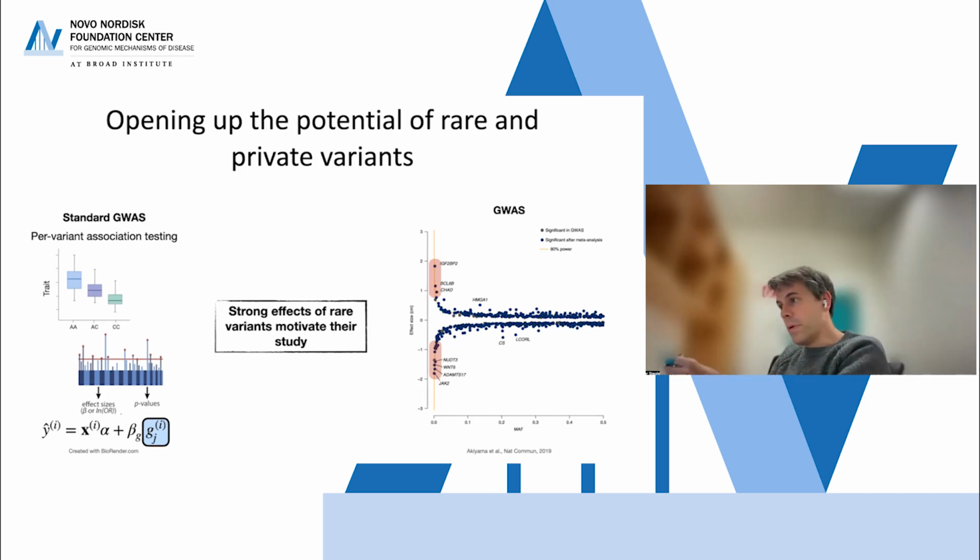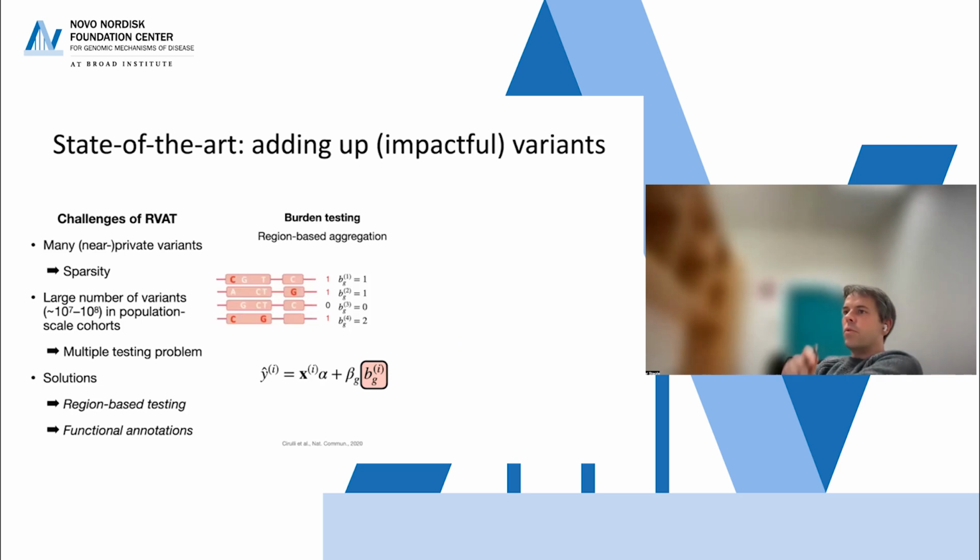Now, the problem is, rare variants are a difficult task. These variants are sparse. There are few by definition. The genome is a big place. For common variants, for rare variants it becomes even larger. And the solutions are twofold. The first is that we typically do region-based testing. So we take not variants one at a time, but rather, for example, look at the load of carrying a particular number of impactful variants in a region of interest.